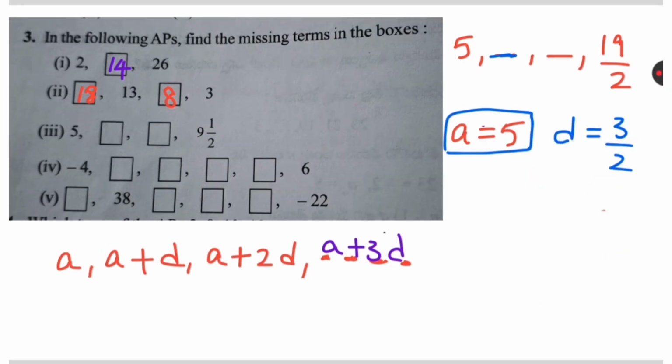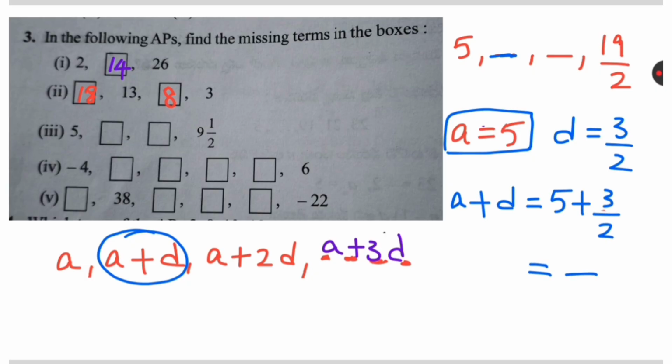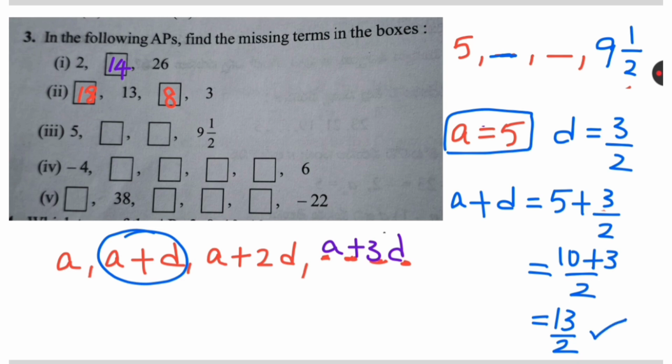So the second term is nothing but a plus d. So let's write a plus d. a is 5 and d is 3 by 2. If we take LCM here, that is 10 plus 3, which is 13 by 2. But in the given arithmetic progression, it is in the form of a mixed fraction, 9 1 by 2. So whatever you get in fraction form, we need to convert into a mixed fraction. 13 over 2 we can write as 6 1 over 2, isn't it? 6 2s are 12 plus 1 is 13. So 13 over 2 is 6 1 by 2. So the second term is 6 1 by 2.